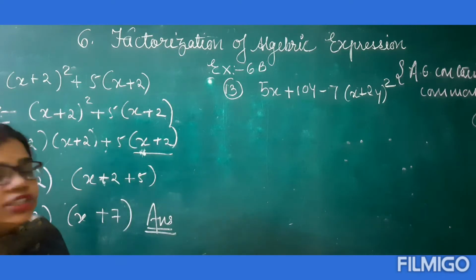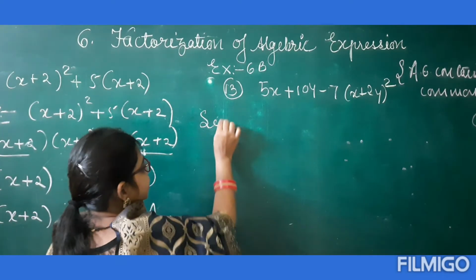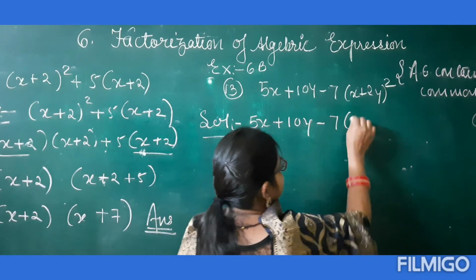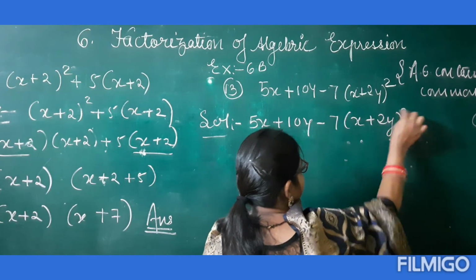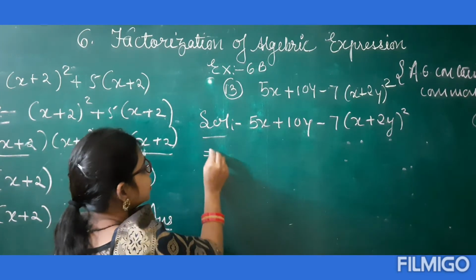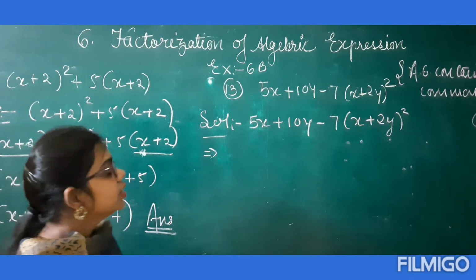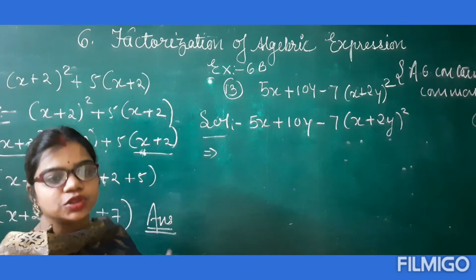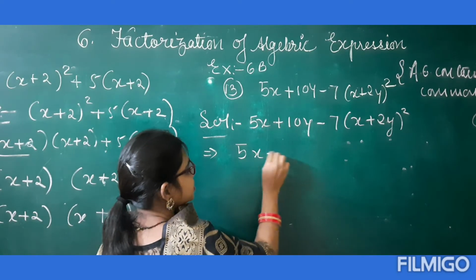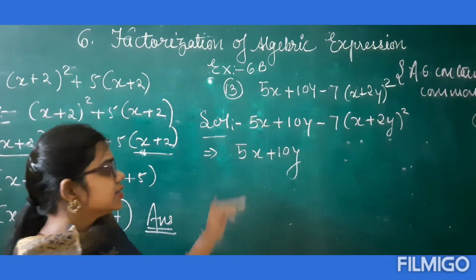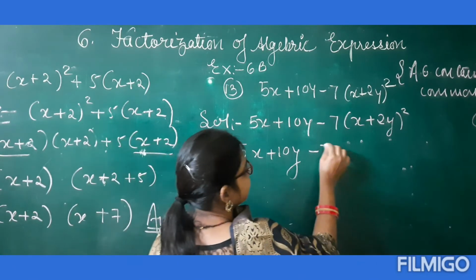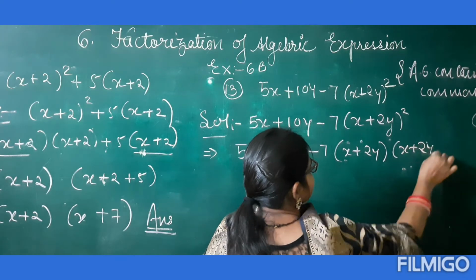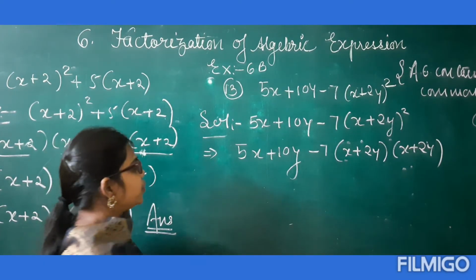Now in the 13th question you are given 5x plus 10y minus 7 into x plus 2y whole square. As you can see, here also we have to take out the common term. You have to take such a common term that the variable or the constant will be common in both. So here we can write down 5x plus 10y. First we will make a pair. This is one pair and then the other is 7. I can write down this as x plus 2y, again x plus 2y.